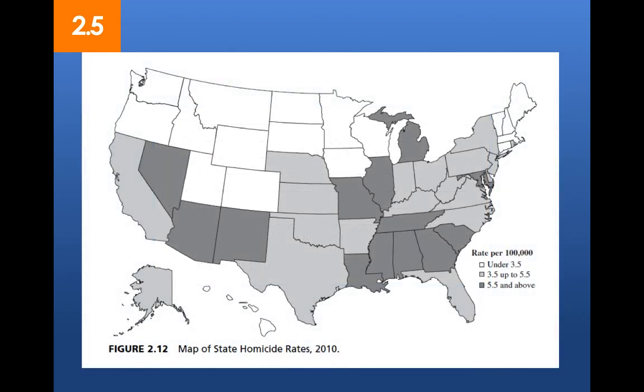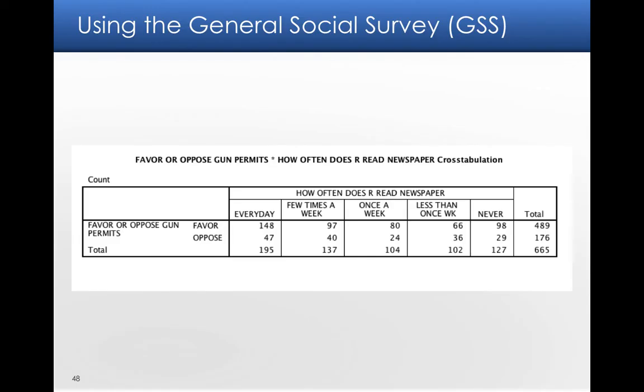We also might have a map. There's software you can use where it shows you a map like this, and you decide how you want to color code it, and it will do that for you. So here we're looking at homicide rates. Notice the Northeast is very low.